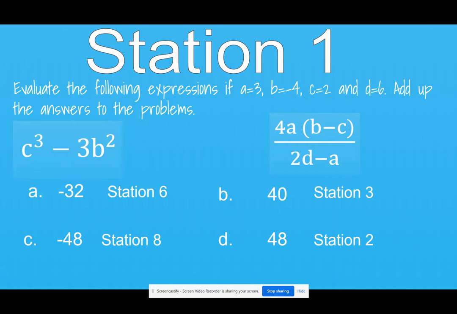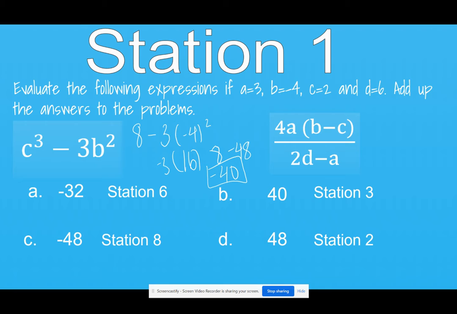Now let's take a look at these problems. So if I have the first one, c to the third, which means 2 to the third, which is 8, minus 3b squared, b is -4, and square it. -4 squared. Do not do -4 times -3. We have to use PEMDAS, so exponents. -4 squared is 16 times our -3 gives me a -48. So we have 8 minus 48, which gives me a -40 for just this part.